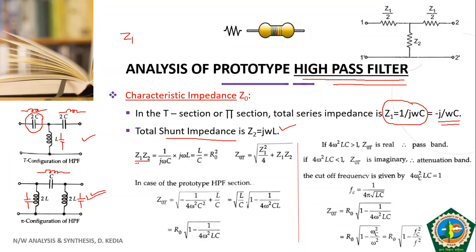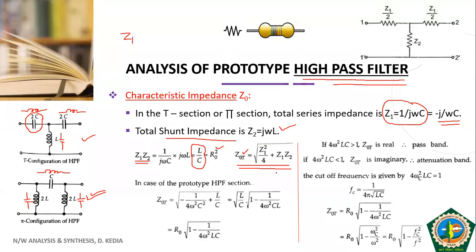Again, if we check whether it follows the principle of a constant K filter or not, we multiply Z1 and Z2, and we get a constant value L by C, which is nothing but R naught square. So the multiplication of Z1 and Z2 is obviously the same because the values are the same. So Z1 into Z2 is the constant value L by C, which is equal to R naught square. This generalized expression we had seen while analyzing a prototype filter.